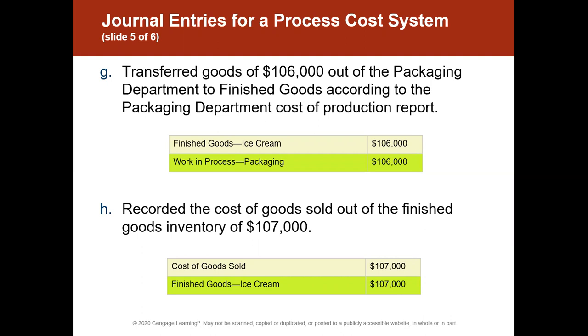Here, we recorded the cost of goods sold out of the finished goods inventory. So they sold $107,000 worth of stuff: debit cost of goods sold, which is no longer an inventory account. That's an expense account. And we'll credit the asset, finished goods. If this was a sale entry, they would also enter what they sold it for, and they record that as revenue, in either cash or accounts receivable. But this is just the costs of what they sold.